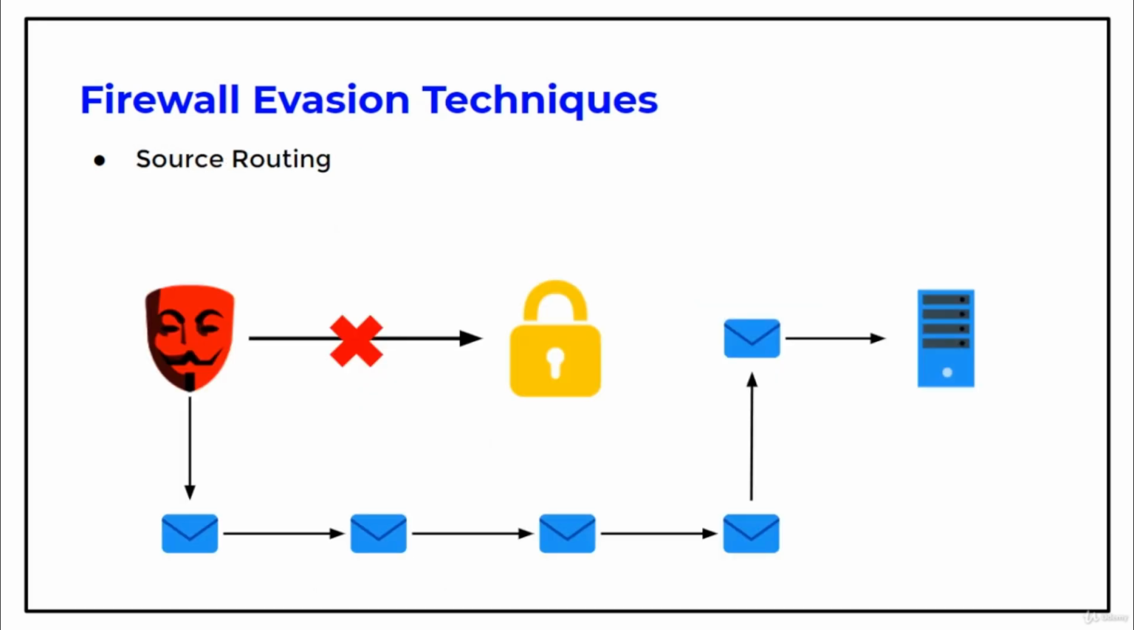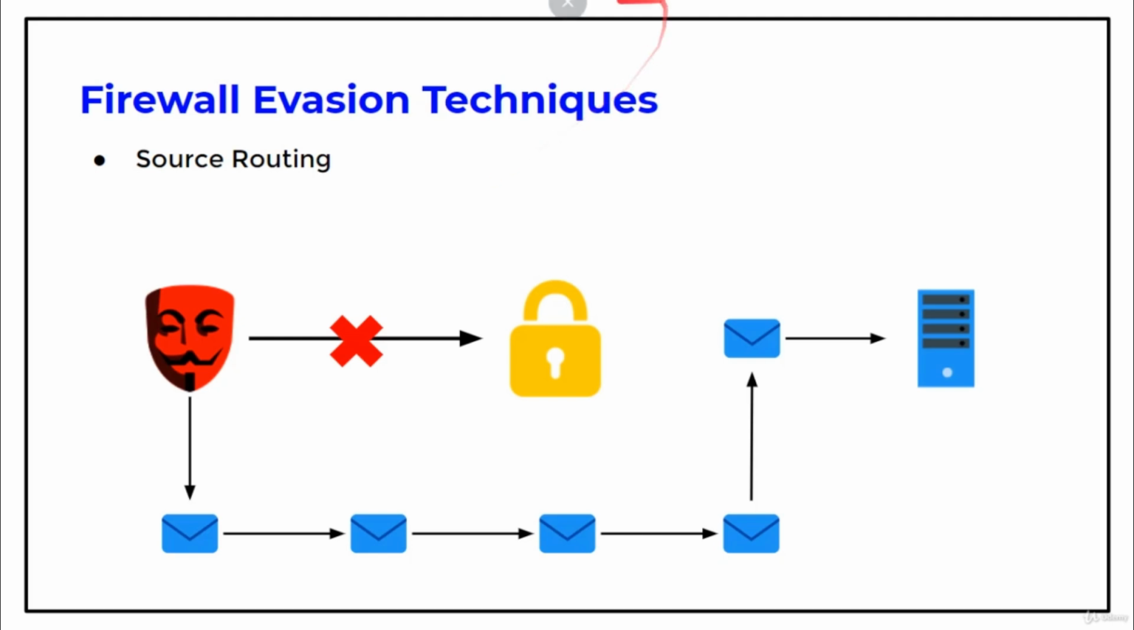The next firewall evasion technique is source routing. Source routing allows the sender of a packet to partially or completely specify the route the packet takes through the network. As the packet travels through the nodes in the network, each router examines the destination IP address and chooses the next hop to direct the packet to the destination. In source routing, the sender makes some or all of these decisions instead of the routers.